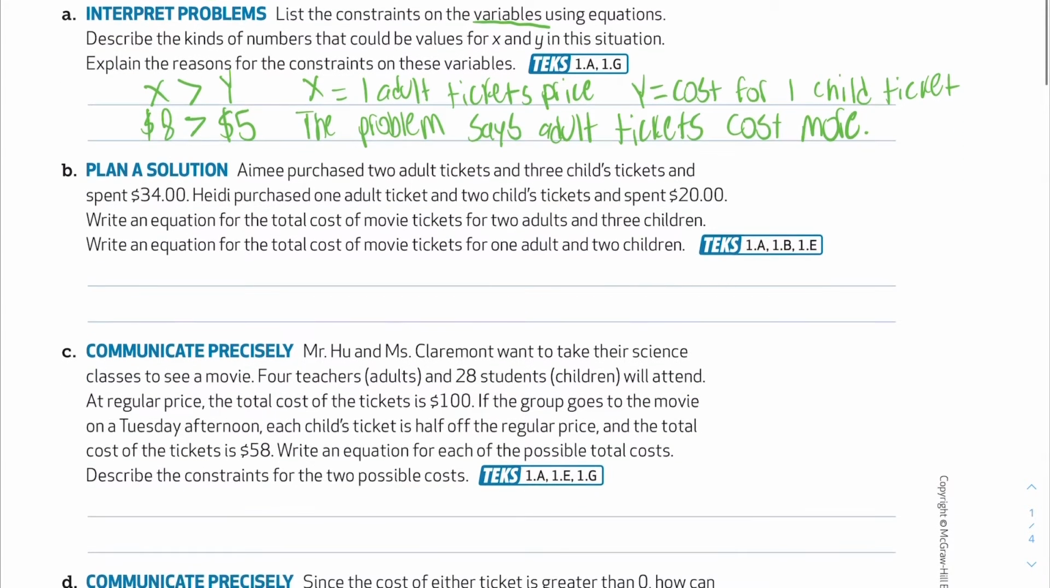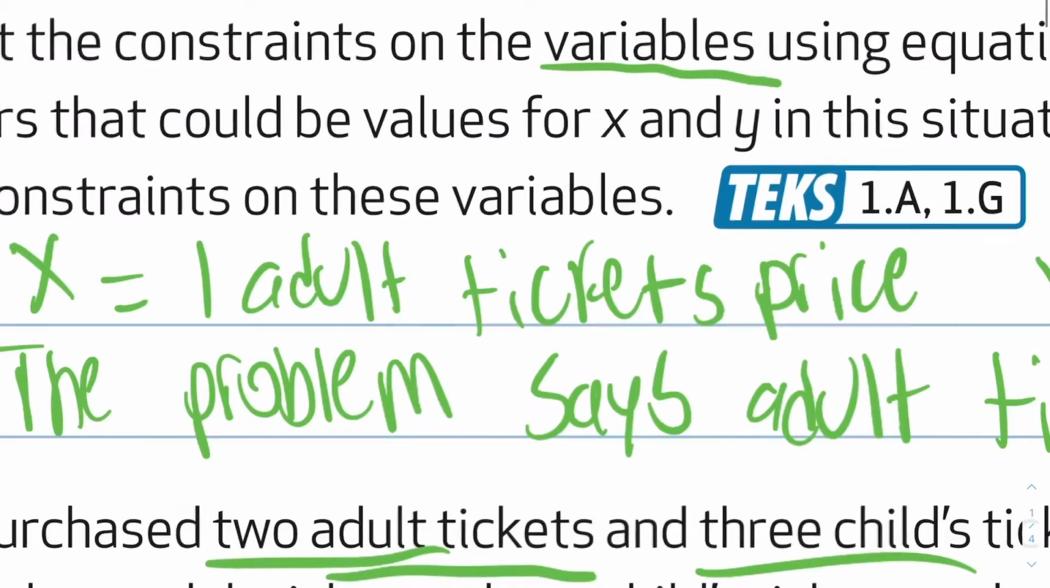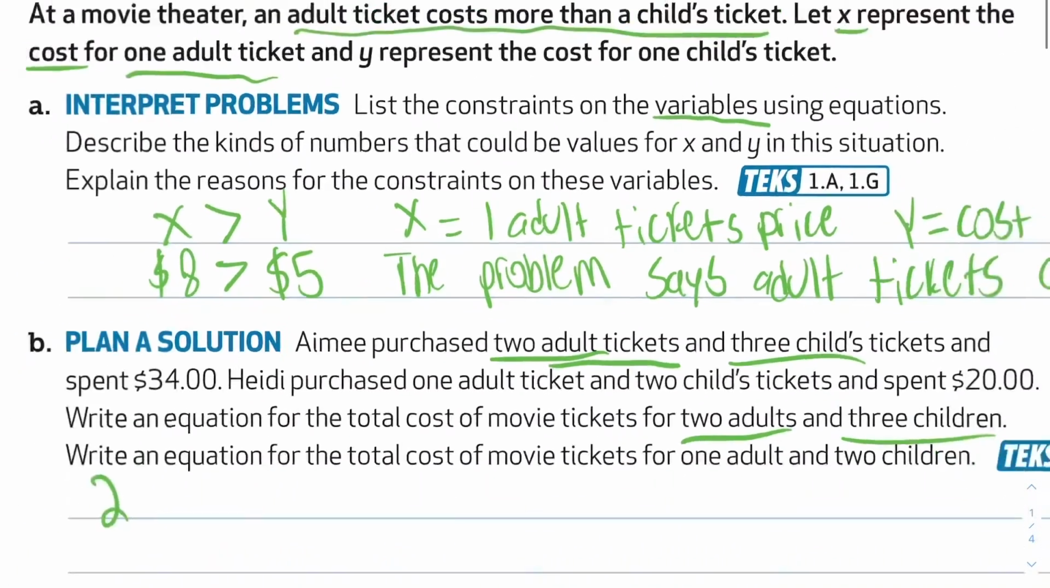Now let's do part B. Amy purchased 2 adult tickets and 3 child's tickets and spent $34. Heidi purchased 1 adult ticket and 2 child's tickets and spent $20. Write an equation for the total cost of movie tickets for 2 adults and 3 children. 2 adults, 3 children. Sounds familiar? Let's go back to the first sentence. 2 adults, 3 children. If only there was a way to shorten the number 2. Okay, we did that. Now, if there's a way to shorten the words adult tickets, is there anything that has to do with adult tickets? It's X. So we're going to put X.